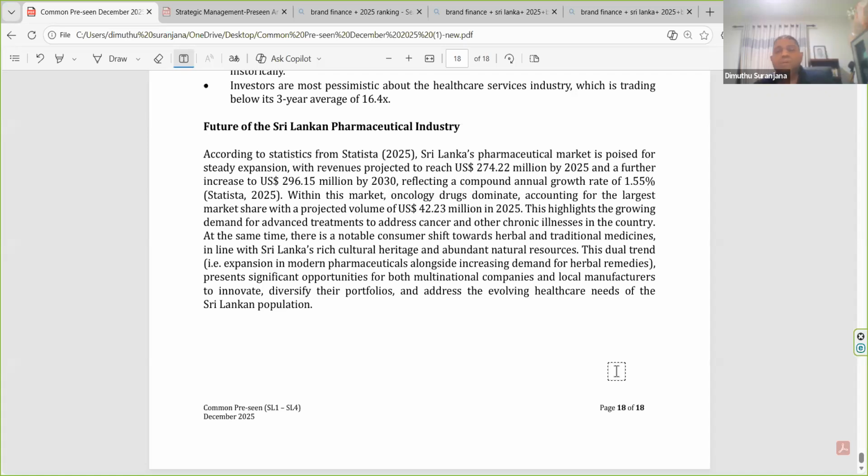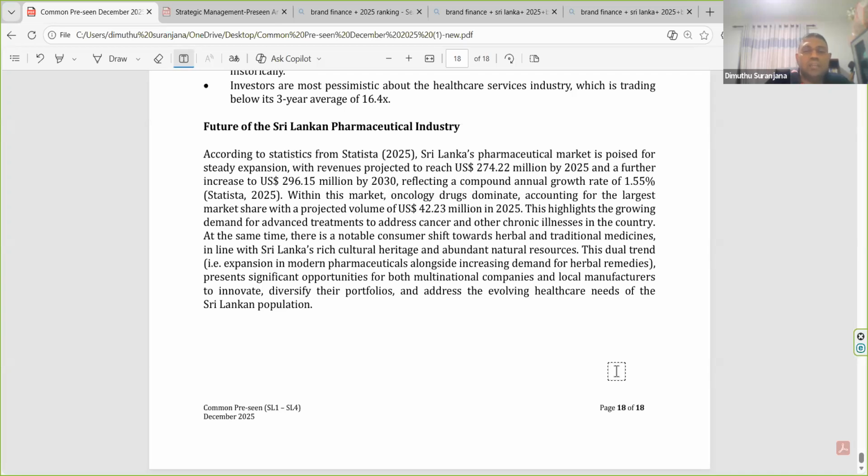Within this market, oncology drugs dominate, accounting for the largest market share, with a projected volume of 42 million in 2025. This highlights the growing demand for advanced treatment to address cancer and other chronic illness in the country. More opportunity here. At the same time, there is a notable consumer shift toward herbal and traditional medicine. This is an opportunity; you can start an Ayurvedic hospital, for example.